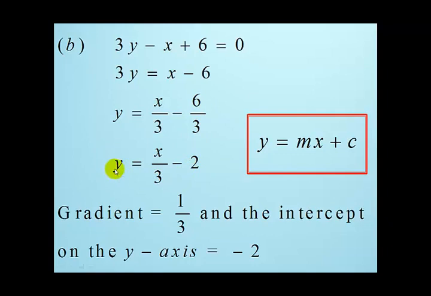Now y has been made the subject, and therefore we can compare the two equations. y equals x over 3 minus 2 and y equals mx plus c. Now the coefficient of x equals the gradient. After making y the subject, the coefficient of x is 1 over 3, and therefore the gradient is equal to 1 over 3. And the constant after making y the subject is minus 2. That means that the intercept on the y-axis equals minus 2.